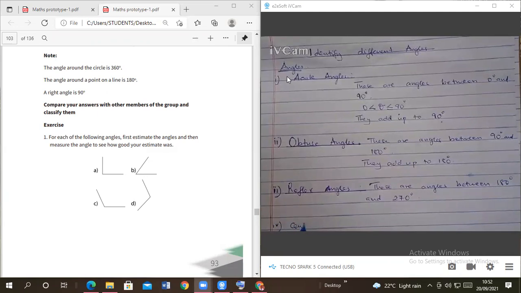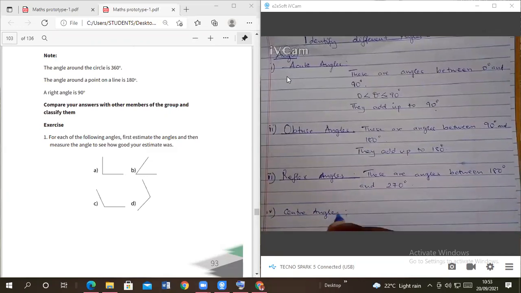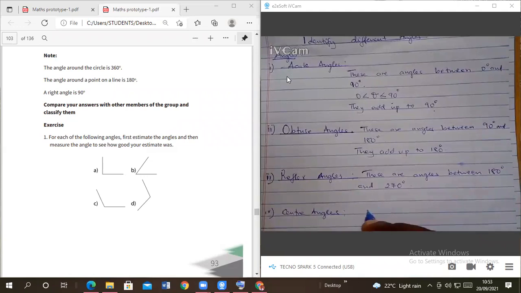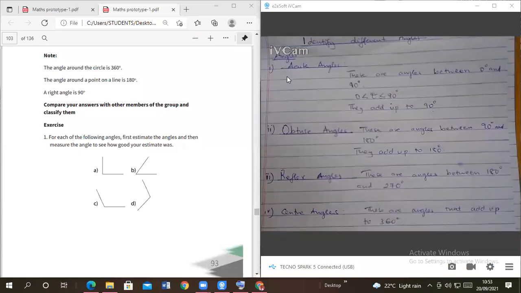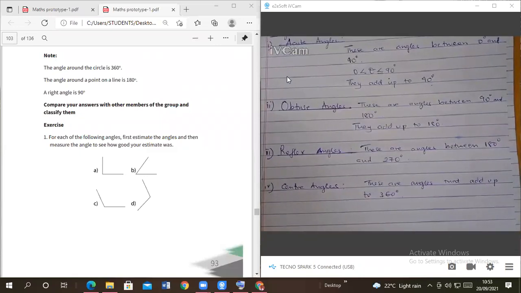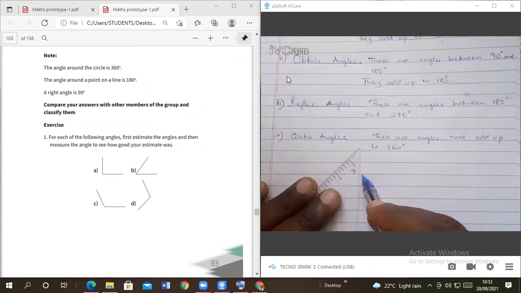Center angles are angles that add up to 360 degrees. So at the center, if you have the center here like this, let me draw for you. You said that a square is used for drawing lines. Let me draw one for you here.